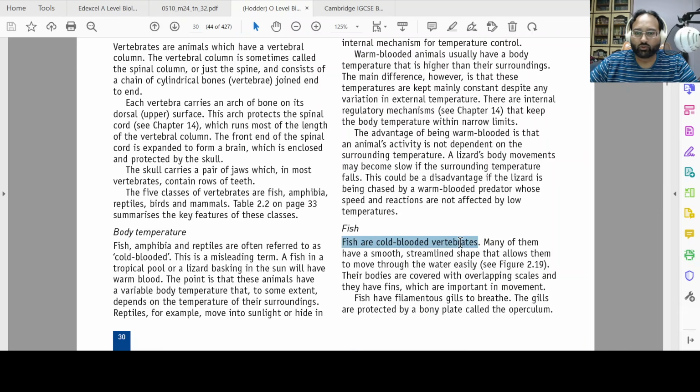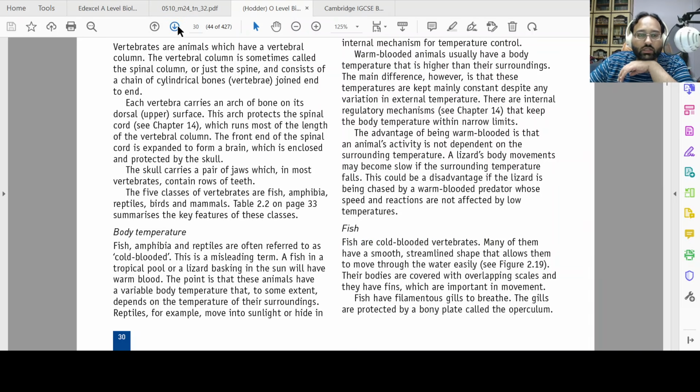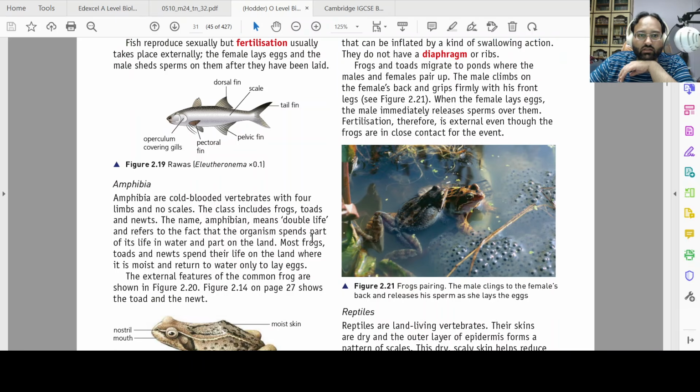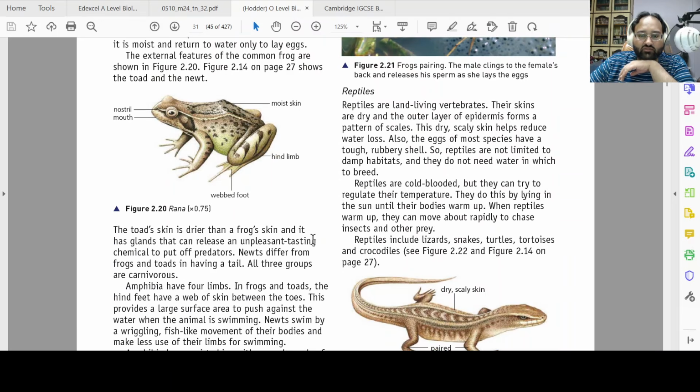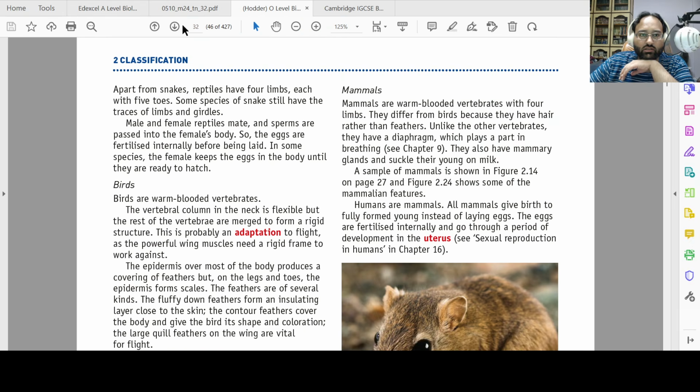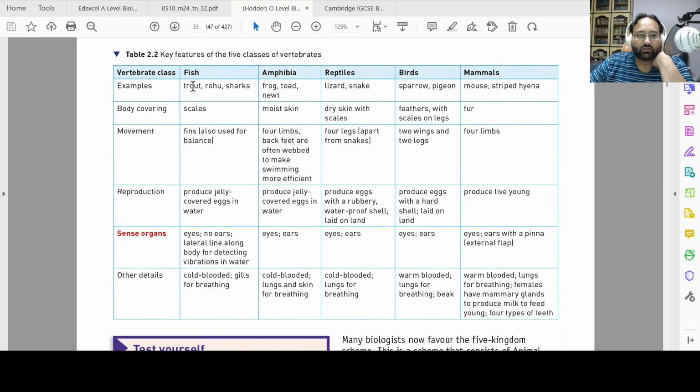Fish are cold-blooded vertebrates. Even though this is very summarized in itself, let's take a look at the tables. We've got another table over here. The fish examples are trout, rahu, and sharks. They have scales on their bodies. What's rahu? It's a type of fish. They're all examples of fish.